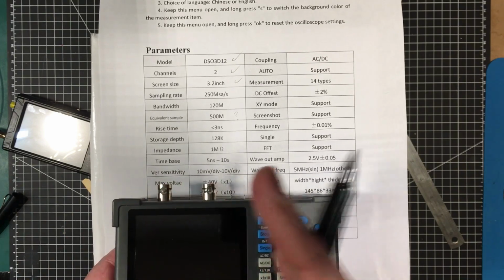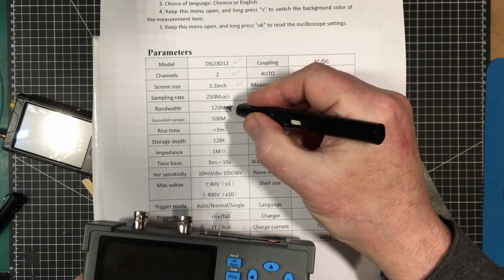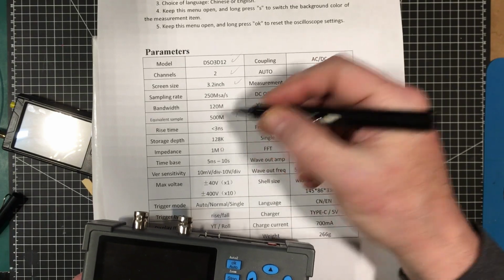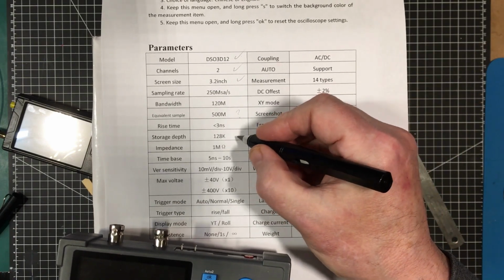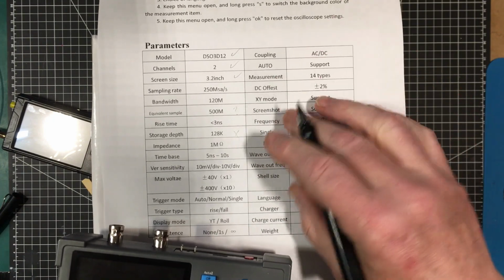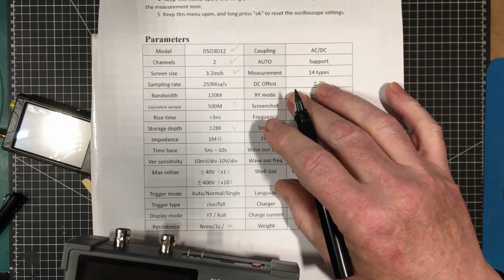The resolution on the cursors isn't good enough to measure this. But if we're getting it up to 120 megahertz on the bandwidth, then the rise time will be better than 3 nanoseconds. Storage depth, I'm not gonna check this. I'll do some zooms on it. We'll see if we can zoom in sufficiently.